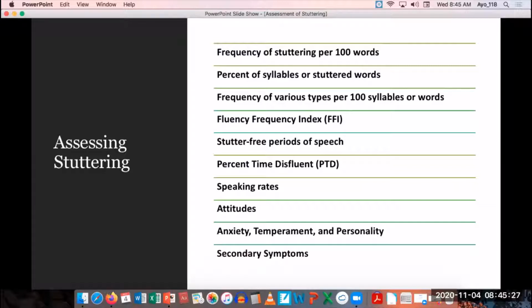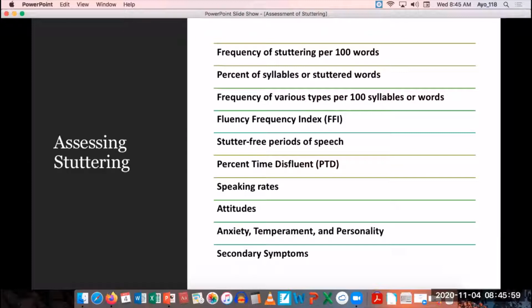Another measure, when you're analyzing the frequency of the various types, you want to look at the number of interruptions and specify what they were. So when they have a disruption, you will label it as a repetition, a block, okay, or a prolongation, etc.